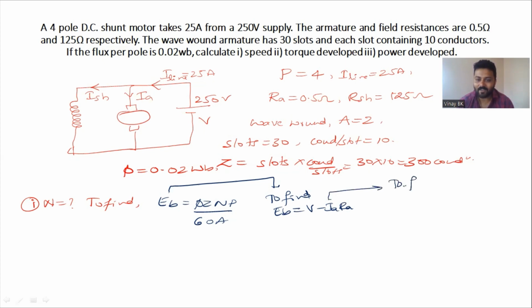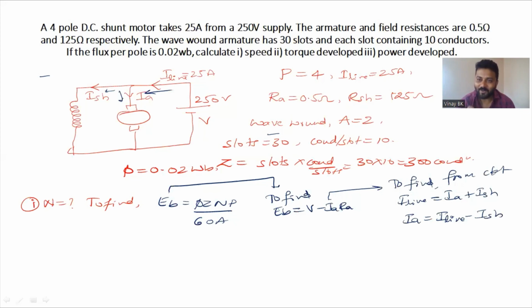To find IA, what are you doing? From the circuit diagram, I'll write it here. From the circuit, you can write I line is given by IA plus ISH. With the help of this, you can find the value of IA. IA is given by I line minus ISH. I line we know, but we don't know the value of ISH. So we need to find the value of ISH now.